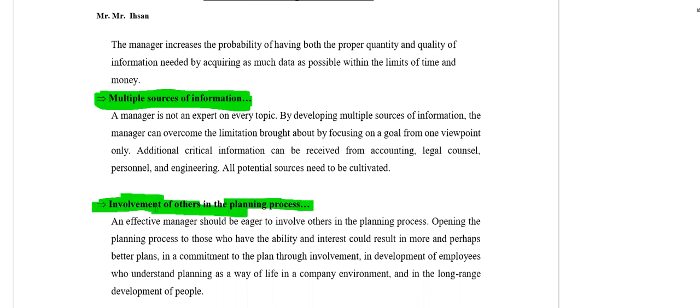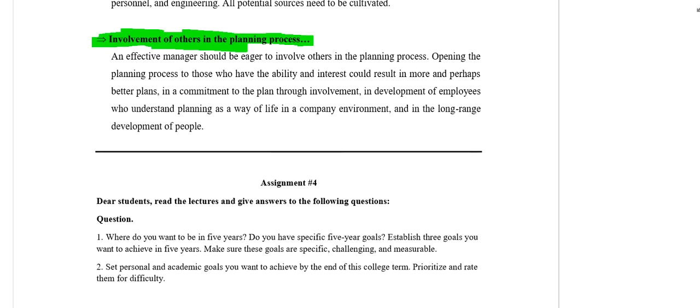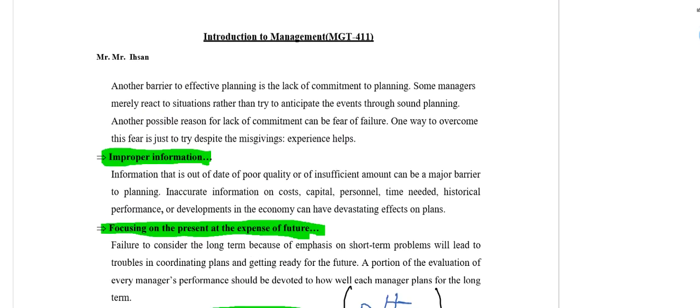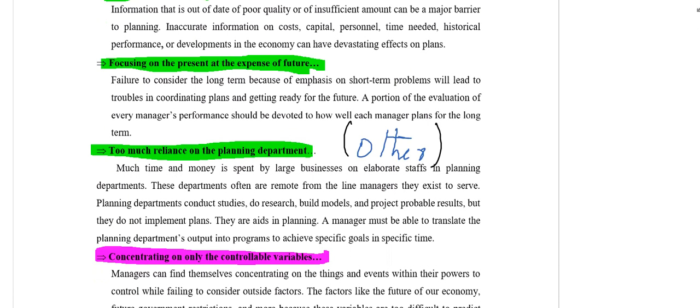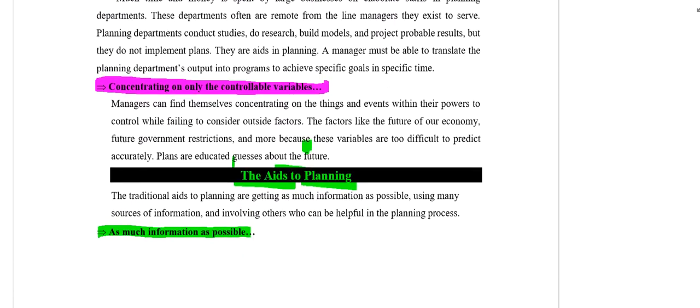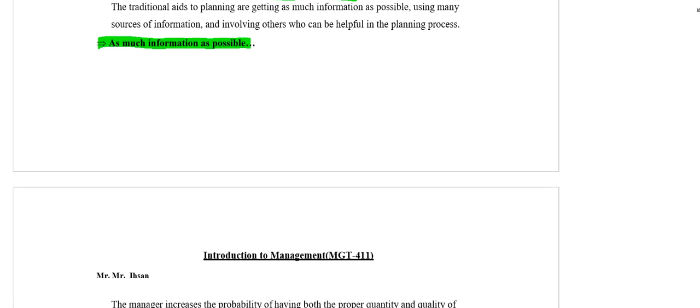Number three, involve others in planning process. Don't think that you are the sole authority to take decision and you are the only person who can make good planning. No, you should get help from others and involve others in the planning process. So these are the three aids which can be helpful for planning.